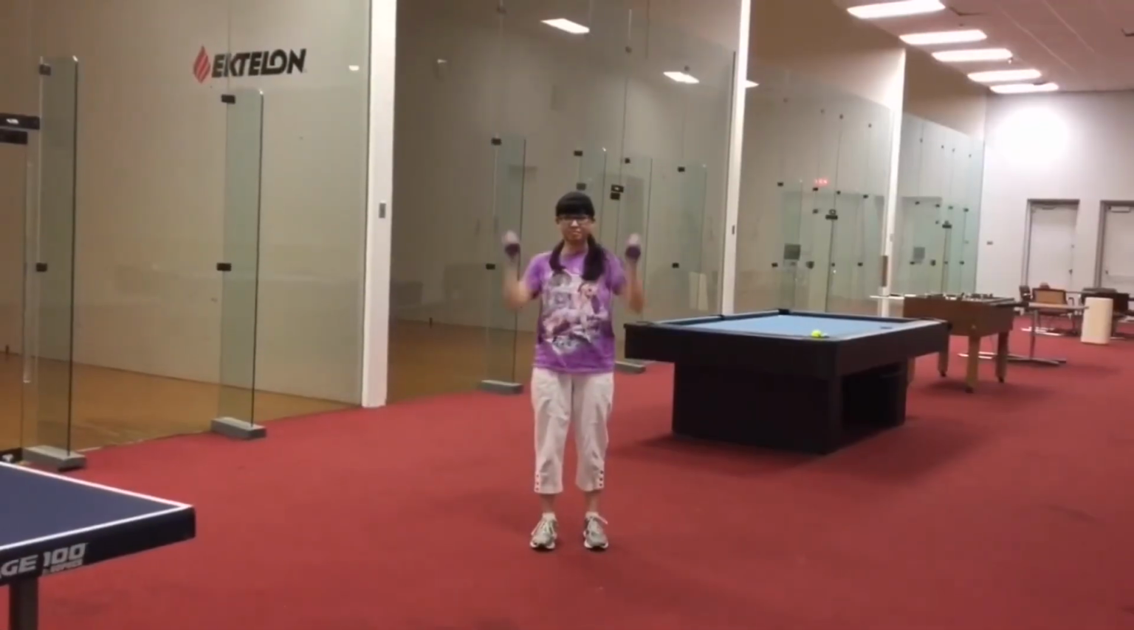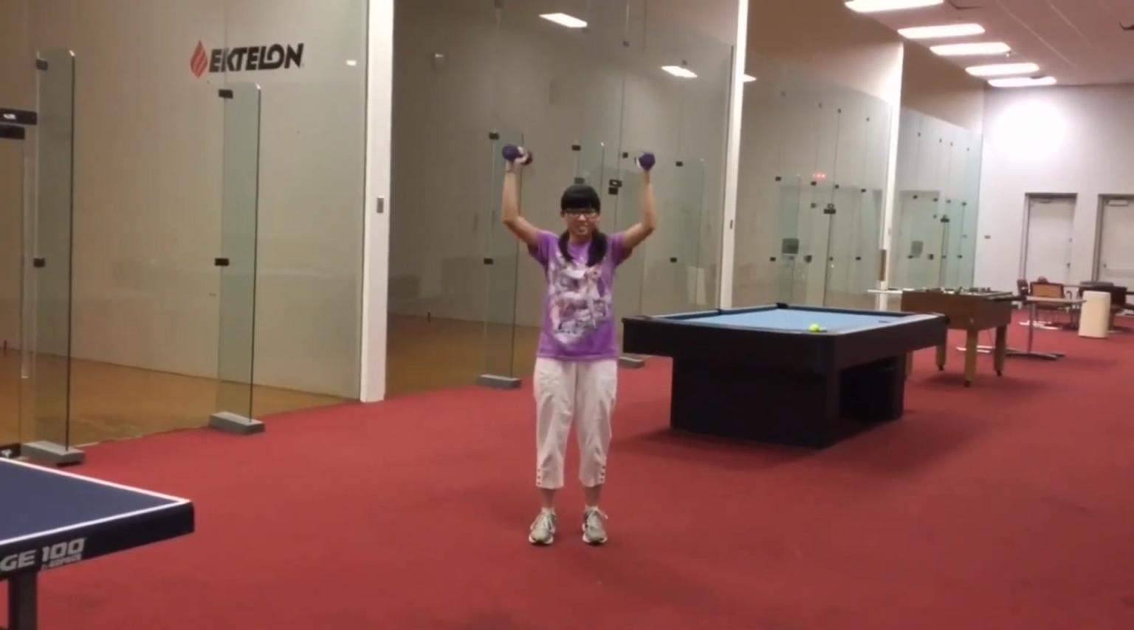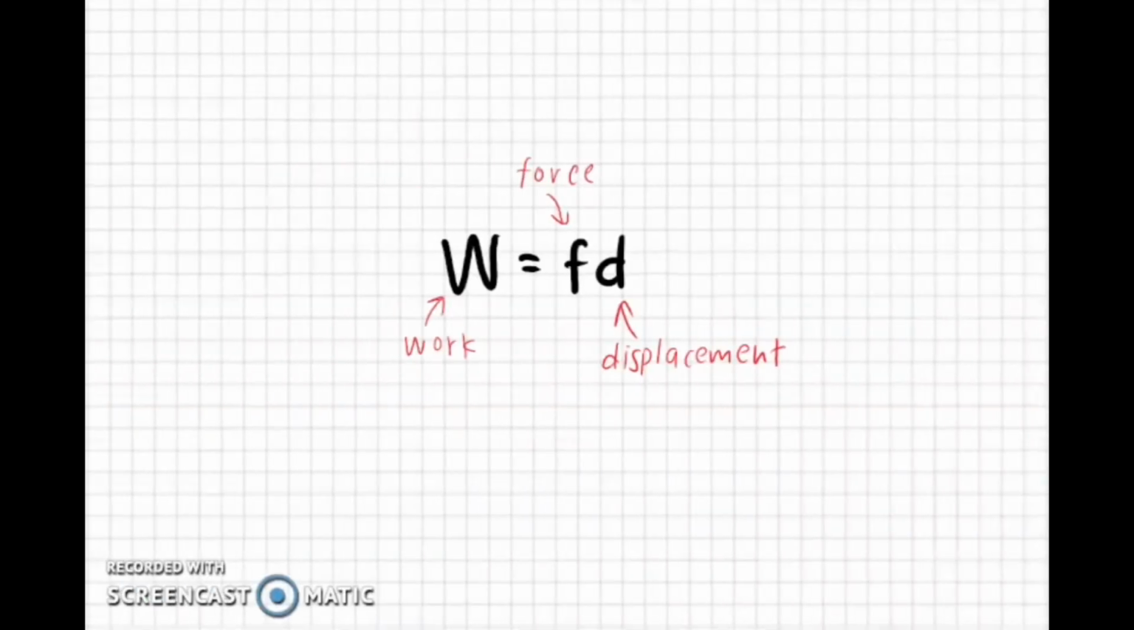In this demonstration, I am also doing no work because even though I lift the dumbbells up and down, they always return to their original position, which means that there's no displacement and therefore no work. And the formula for work is force times displacement. It's important to note that force is mass times acceleration.